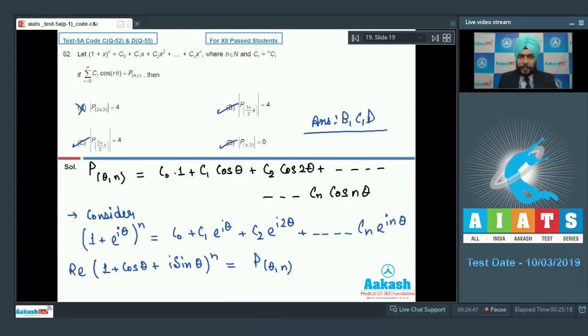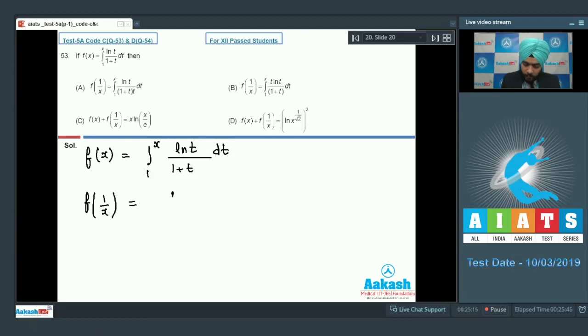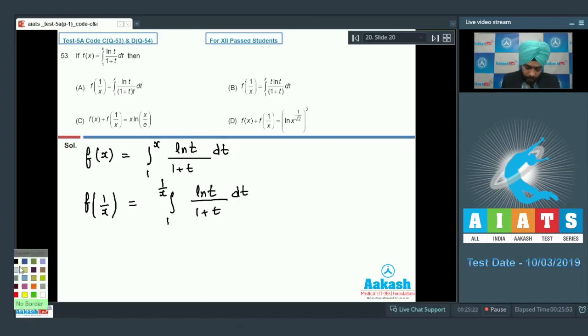Let us move on to 53. Question number 53 says that let f(x) be a function which is the integral from 1 to x of ln t upon 1 plus t dt. Then we have to find out f(1/x) and f(x) plus f(1/x). f(x) is the integral from 1 to x of ln t upon 1 plus t dt. Directly substitute x as 1 by x. So what is f(1/x)? The integral from 1 to 1/x of ln t upon 1 plus t dt. What we will do now, we will replace t as 1 by v.